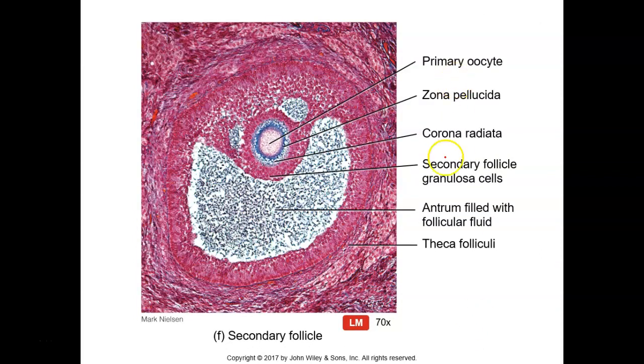Again, same thing. Oocyte here, this deep bluish line being the zona pellucida. This light blue surrounding that is the corona radiata. All of this is just the fluid-filled antrum.